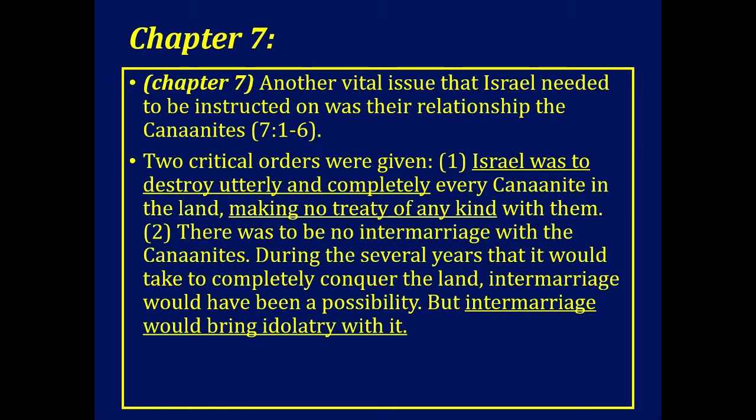First off, Israel was to destroy utterly and completely every Canaanite in the land, making no treaty of any kind with them. None. They were to wipe out everyone. This was God's judgment on them because they were sinful. Right? All the way back in Genesis, until the time of the sinfulness of the Amorites is filled up, right? And once it's full, God's going to bring the nation of Israel in to take over the land.